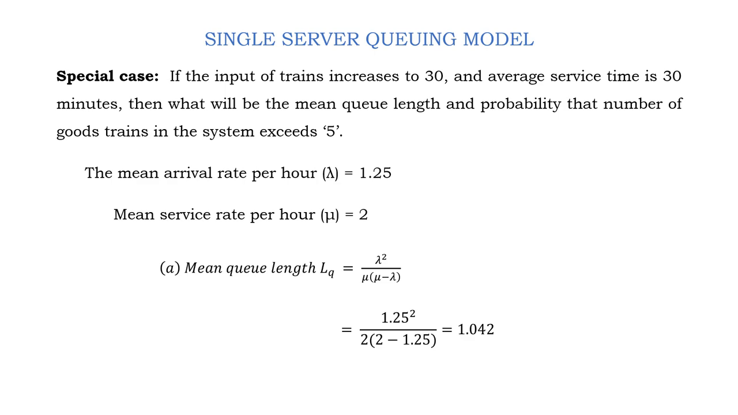Now as usual, if you consider the arrival rate of 30 trains per day, the mean arrival rate per hour lambda is 1.25, and as the service time is 30 minutes now, the mean service rate will become 2 per hour. For the revised values, if you calculate the mean length of queue, which is lambda square by mu into mu minus lambda, on substitution we get 1.042, which is less than the value we got earlier.